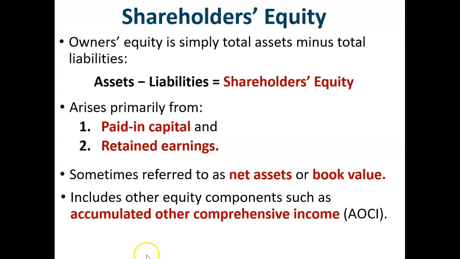In this video we'll talk about shareholders' equity. Owner's equity is simply total assets minus total liabilities. I think you remember this from your basic accounting class. Assets equals liabilities plus shareholders' equity can be restated as assets minus liabilities equals shareholders' equity. For that reason, it's sometimes referred to as the net assets or book value of a company.